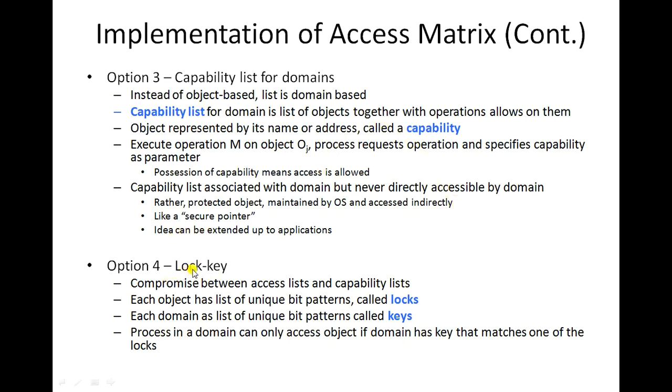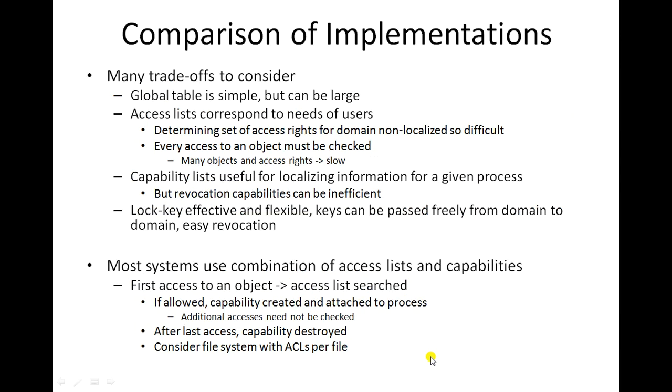Next, option 4 is we can implement the access matrix as a lock-key. So in this lock-key implementation of the access matrix, each object has a list of unique bit patterns called locks. Similarly, each domain has a list of unique bit patterns called keys. A process in a particular domain can access an object if the domain has a key that matches one of the locks. So that is the lock-key implementation of the access matrix.